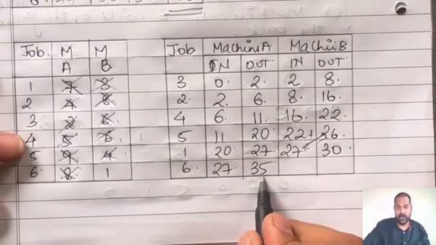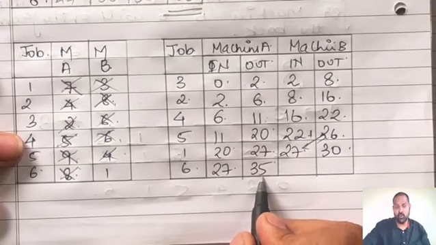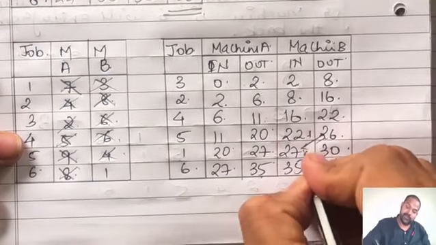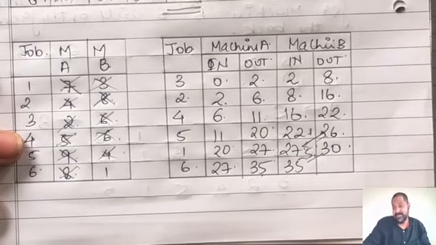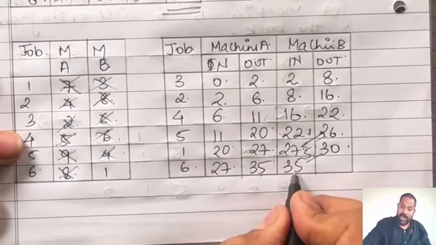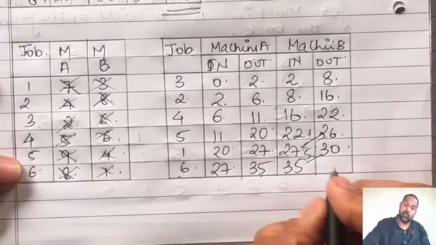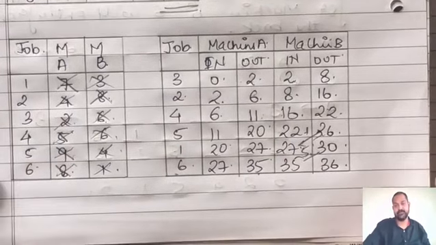Is the next job available at 30? It's going to be available at 35. Oh, then I'll wait up till 35. When I wait up till 35, it takes 5 hours of sitting idle. I pick up job 6 at 35. 6 on B takes 1 hour. 35 plus 1 is 36.